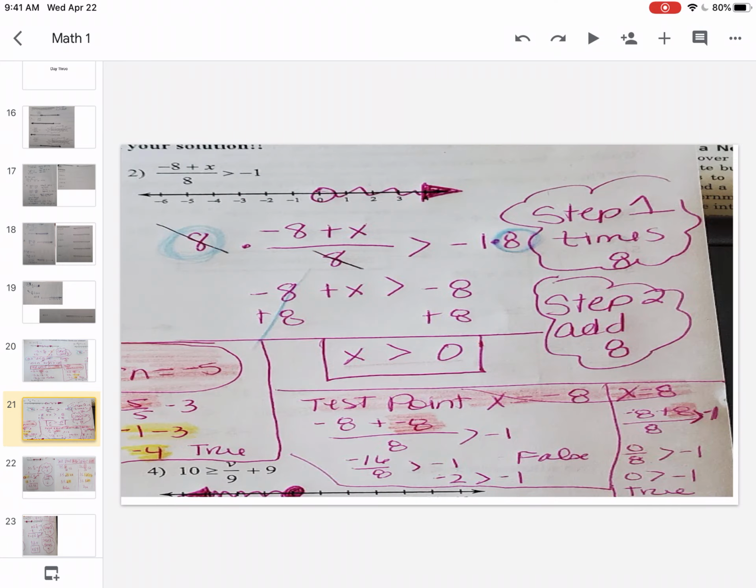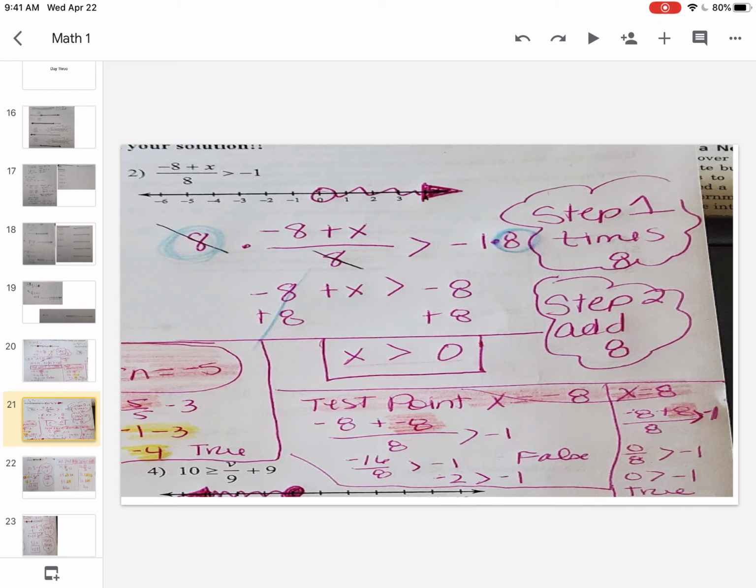So let's look at number 2. Okay, we have negative 8 plus x over 8 is greater than negative 1. So we rewrite the problem. Negative 8 plus x over 8 is greater than negative 1. You can see my first step circled in blue because I want to get rid of that 8. Anytime you have a fraction, you want to get rid of it.